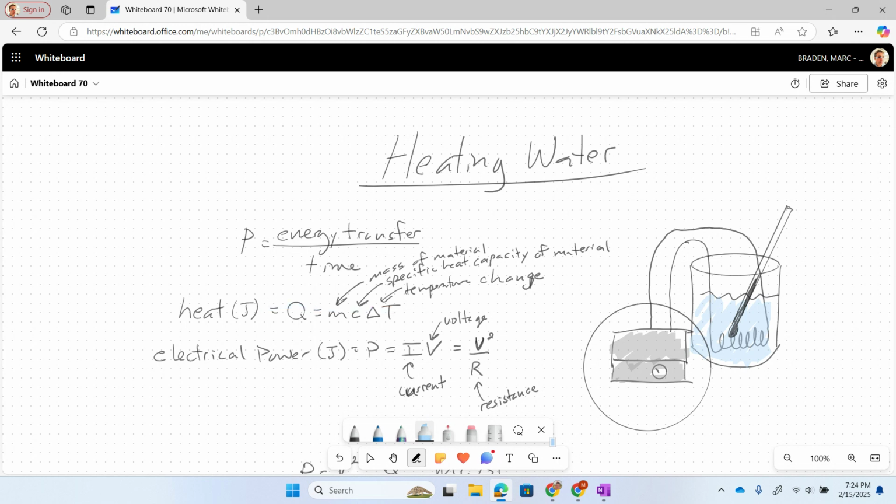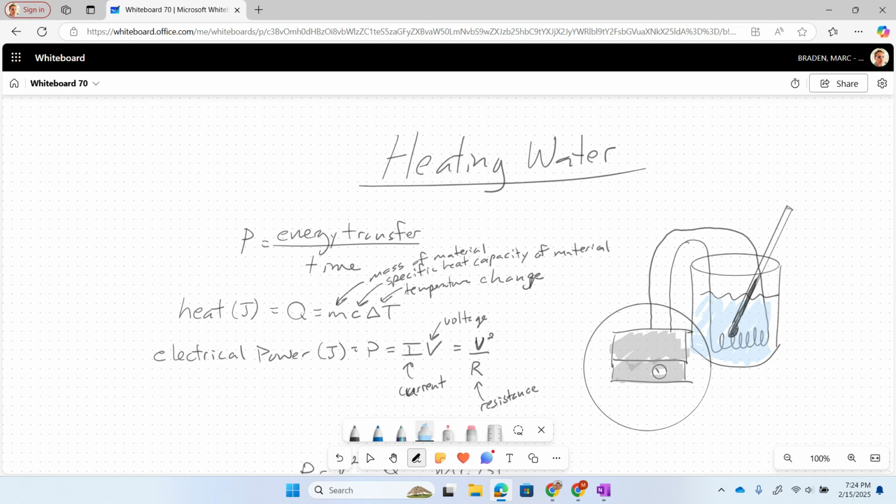What these things are: Q is the symbol for heat, and heat is measured in joules, like we're familiar with. Then you have the mass of the material that's getting heated, and the specific heat capacity of the material, which just depends on the material. You look it up in a chart. And then the temperature change of the material. If you have more material, it's going to take more heat to warm it up. If it's got a higher heat capacity, it takes more energy to heat it up. And if you want a higher temperature, of course, it's going to take more energy to heat it up.